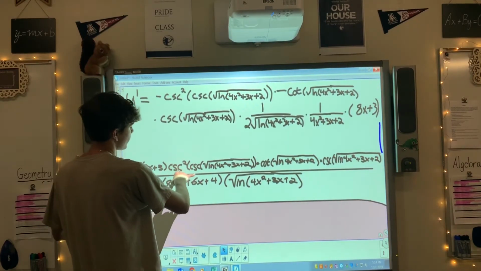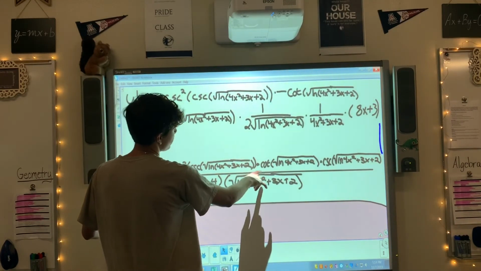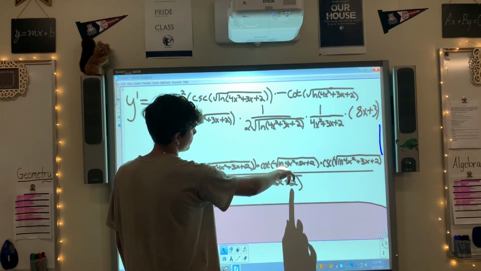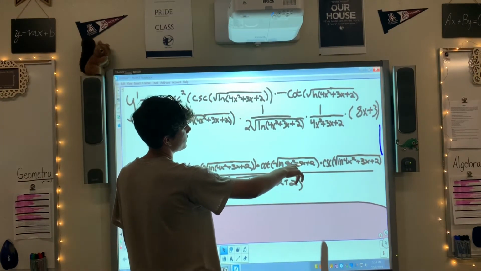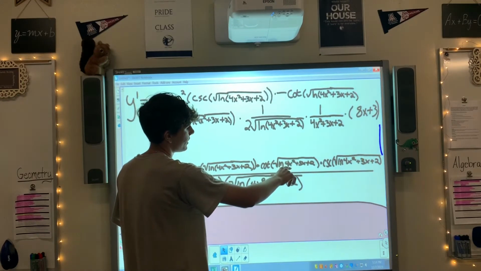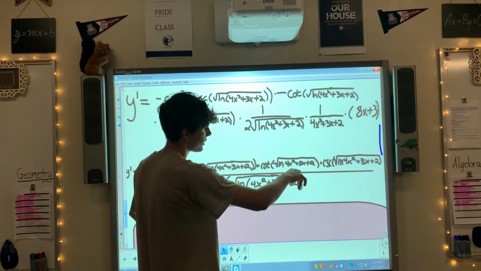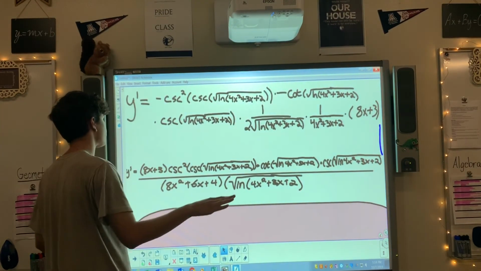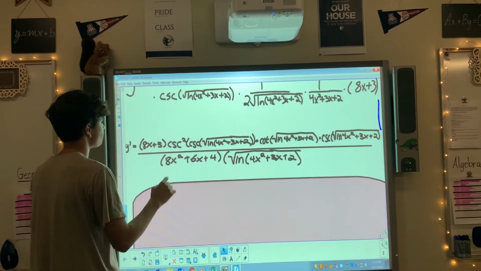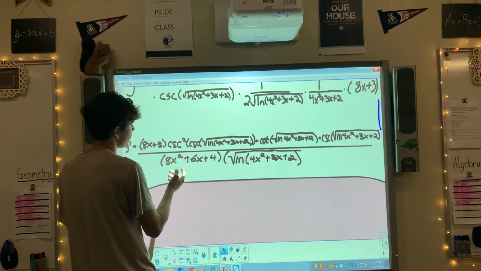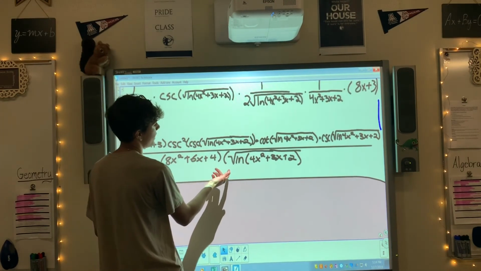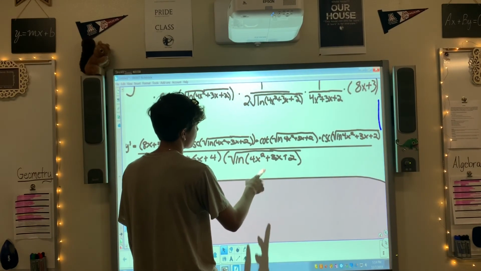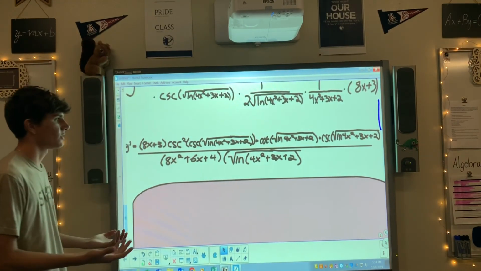So we have this cosecant squared, I already said all that, times our cotangent of the square root of ln of 4x squared plus 3x plus 2, times cosecant of our square root of ln of 4x squared plus 3x plus 2. And this is all going to be over, in parentheses, 8x squared plus 6x plus 4, times the square root of natural log of 4x squared plus 3x plus 2. And that should be your final answer.